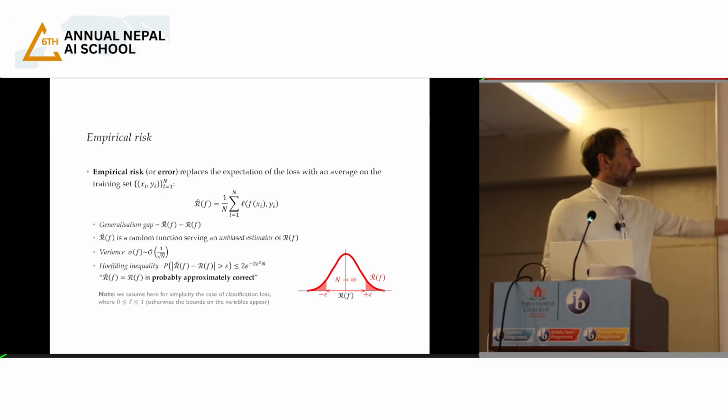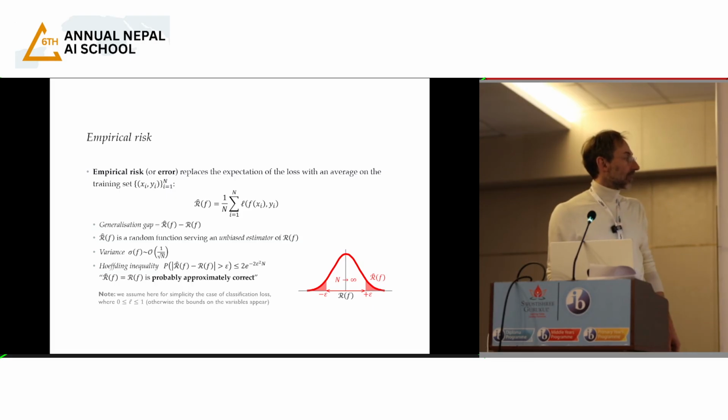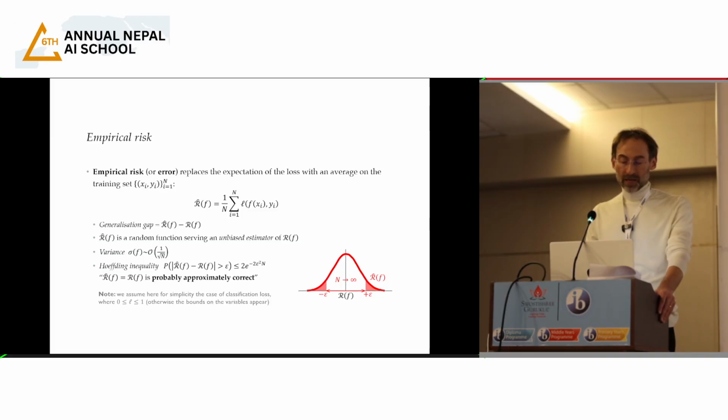So the difference between this and the actual expectation of the loss is called the generalization gap. You can think of it as a random function that is an unbiased estimator of R. So it will be distributed around R. But of course, it's random. So how big is its variance? It depends on n. When n goes to infinity, it will become sharper, and when n is infinity, it will be just a delta function, so not a random variable anymore.